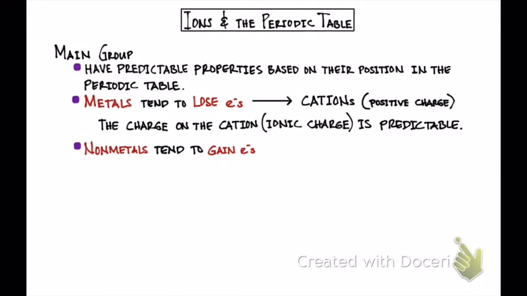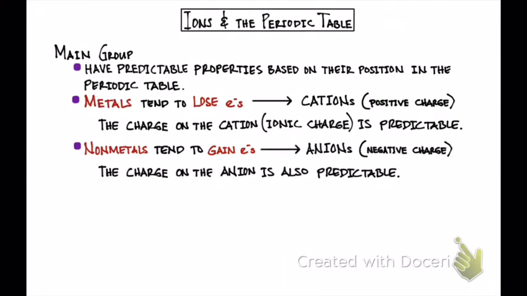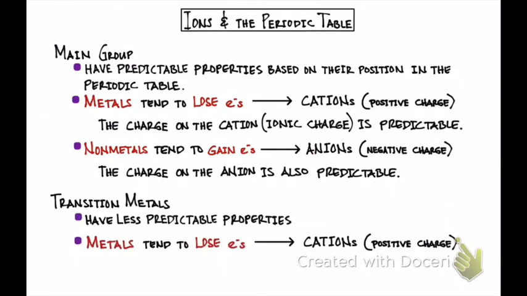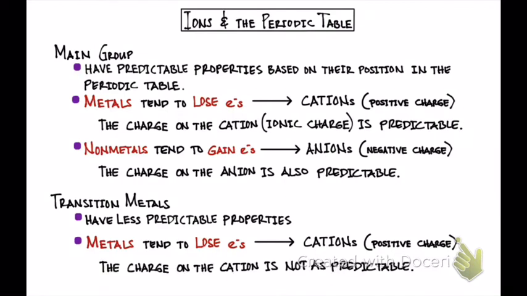Nonmetals, the main group nonmetals on the other hand, tend to gain electrons. And we can also predict the ionic charge of these nonmetals because they form a net negative charge, which are called anions. Transition metals, on the other hand, have less predictable properties. So we can't just say, okay, this iron is a transition metal and it will have a positive 2 charge or positive 3 charge. Transition metals tend to lose electrons, so they also form cations. But these transition metals are less predictable in such a way that they tend to form multiple different ionic charges. And again, because of that, the charge on the cation is less predictable.